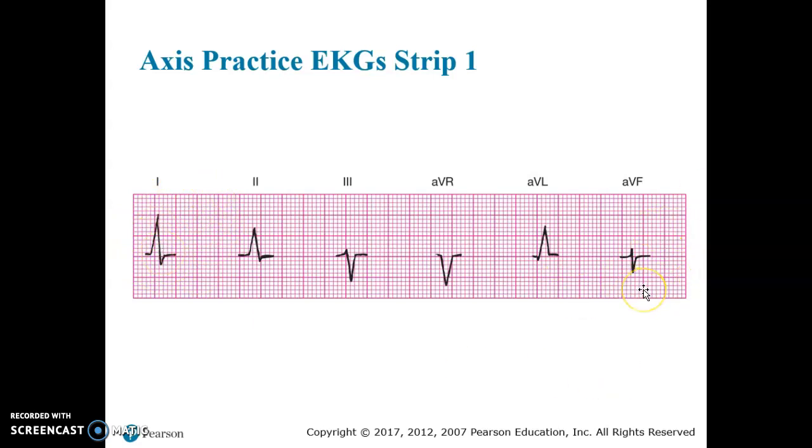I know these are the two that I'm going to be working off of. So here I see lead 1 has a positive deflection and AVF has a negative deflection. So lead 1 is positive, AVF is negative.